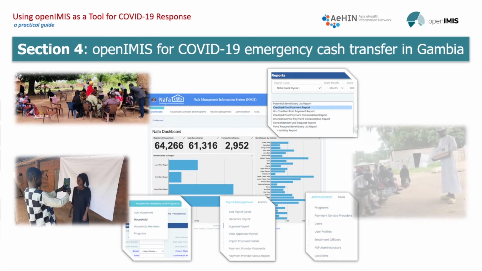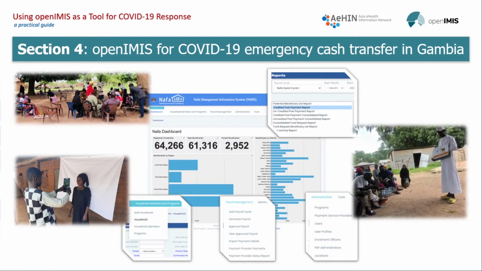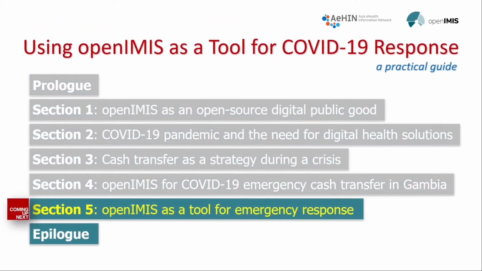At the end of the program, Gambia is still keen to use openIMIS for the regular NAFA program health insurance scheme. That ends part 5 of the lecture series. The next lecture video will run through how any country or locality can use openIMIS as their tool for emergency response, using cash transfer as a focal point. See you there!